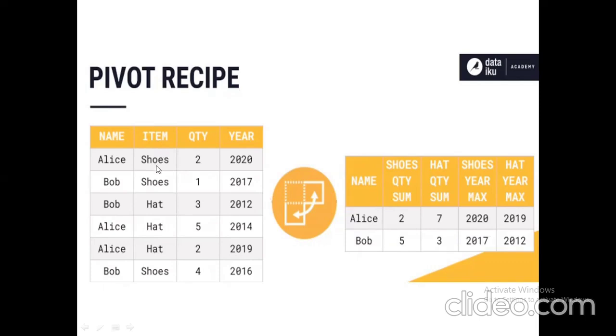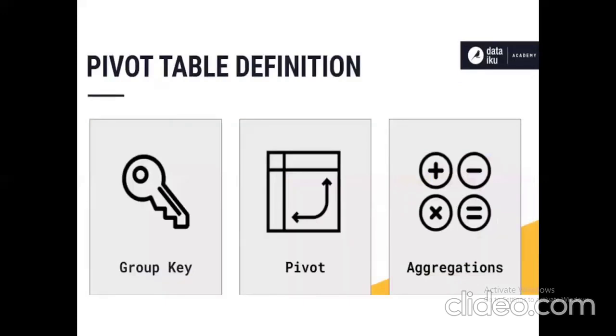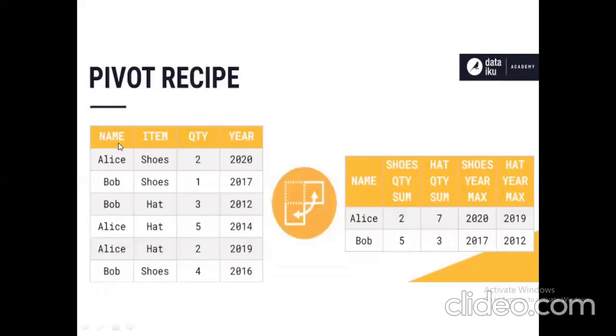Pivot. So what are the pivot items? Items are shoes and hat. So shoes quantity sum, hat quantity sum. And at the same time, shoes year max, hat year max. Because quantity I have applied as sum, and max of year I have applied on the year column. If you look at the pivot table definition: group key, pivot, and aggregations. The same thing: pivot applied by item. Pivot means these shoes and hats columns are moving to rows. So 2 rows will be split, shoes and hat. At the same time, group key is name.